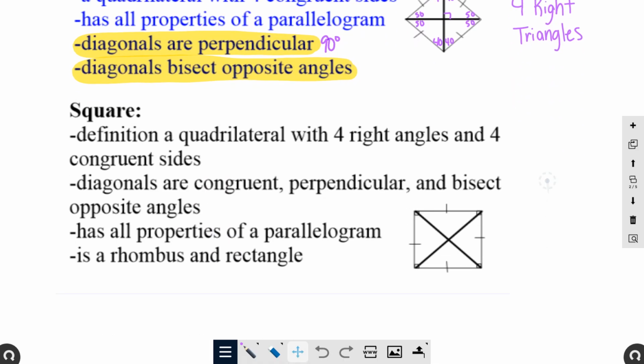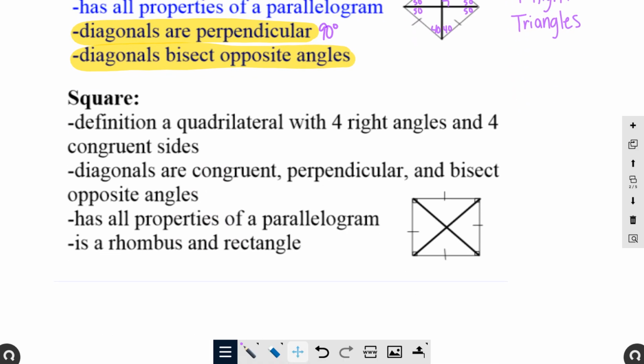Okay, now we're going to talk about a square. The square is the love child of the rectangle and rhombus. That's what it is. Rectangle and rhombus got together, they had a baby, and they named it square. Ta-da! There it is. Because a square, by definition, combines the definition of rectangle and rhombus together. For a rectangle, we have four right angles. For a rhombus, we have four congruent sides. And a square is a happy little marriage between. We have four right angles and four congruent sides.